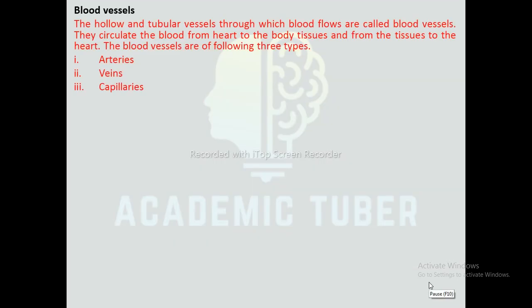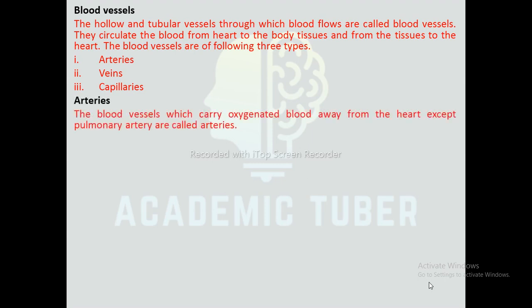Blood vessels. The hollow and tubular vessels through which blood flows are called blood vessels. They circulate the blood from heart to the body tissue and from tissue to the heart. And the blood vessels are of three types. They are arteries, veins, capillaries. Arteries. The blood vessels which carry oxygenated blood away from the heart except pulmonary artery are called arteries.